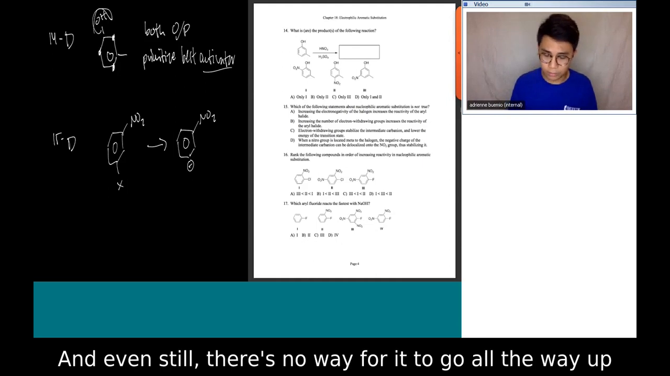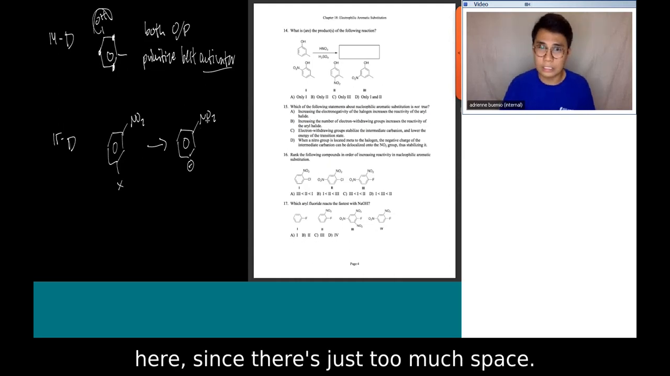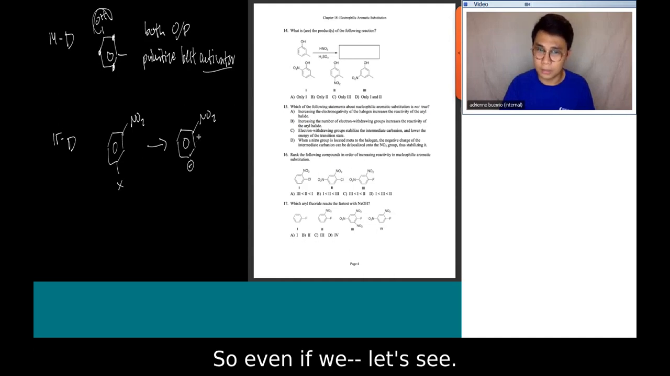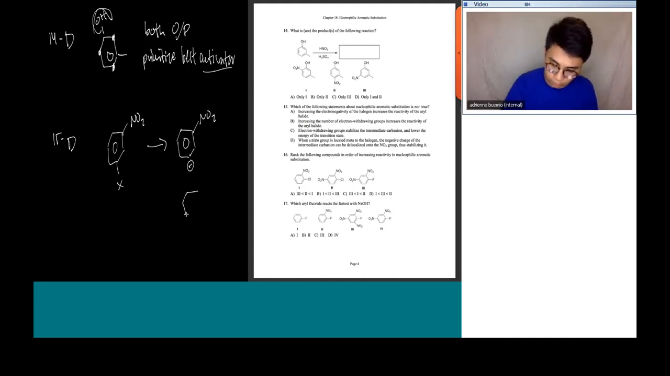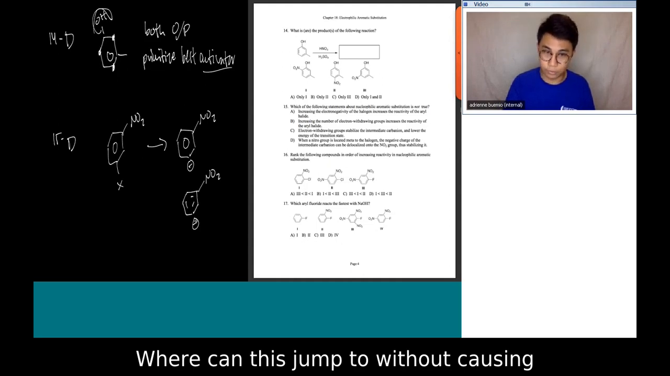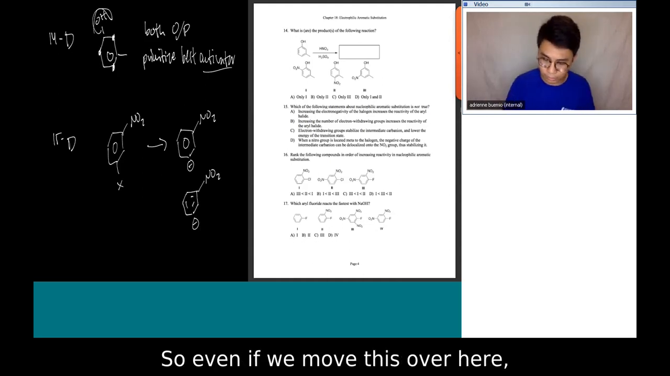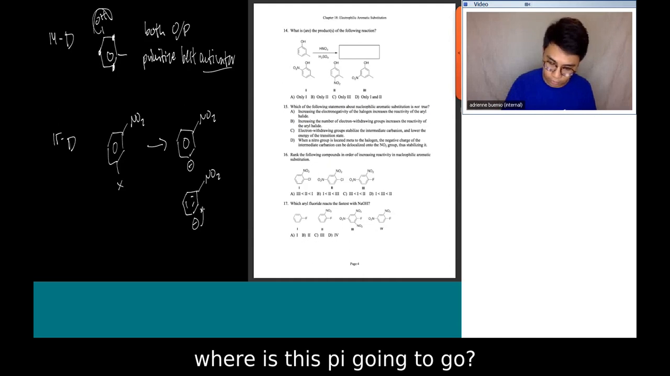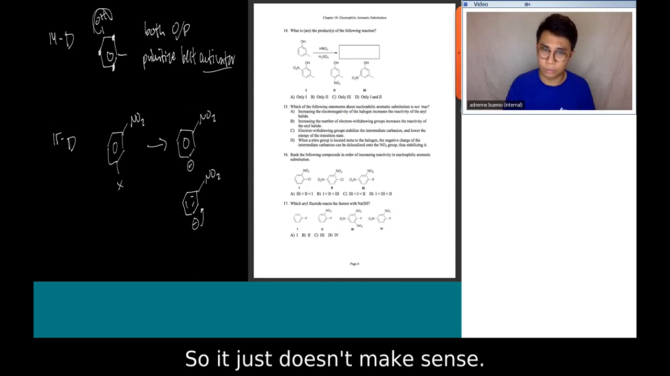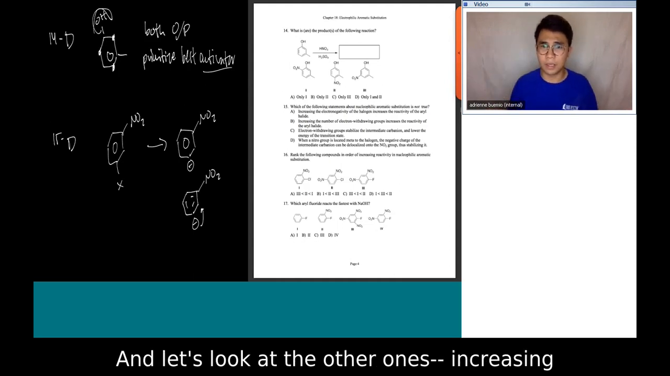And even still, there's no way for it to go all the way up here since there's just too much space. So even if we draw it this way, where can this jump to without causing the aromatic to separate? Even if we move this over here, where is this pi going to go? So it's really iffy. It just doesn't make sense. And let's look at the other ones.